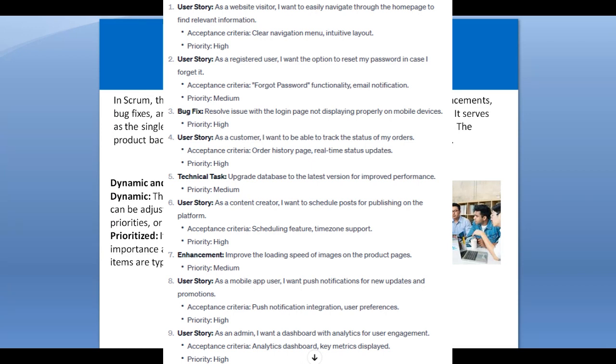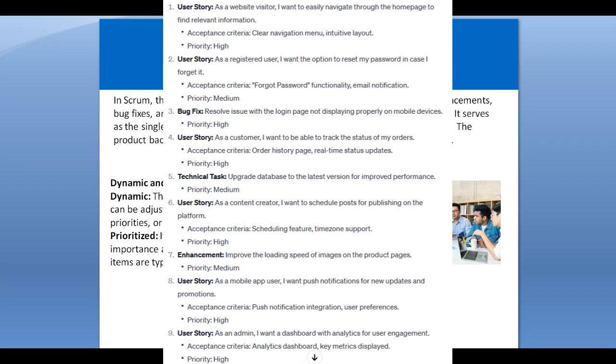Product backlog is totally the responsibility of the product owner. He has the authority to make changes in the product backlog. Then, a product backlog is always a prioritized list, meaning the items or requirements mentioned in the product backlog are always prioritized: the highest priority is always on the top and the lowest priority is on the bottom.